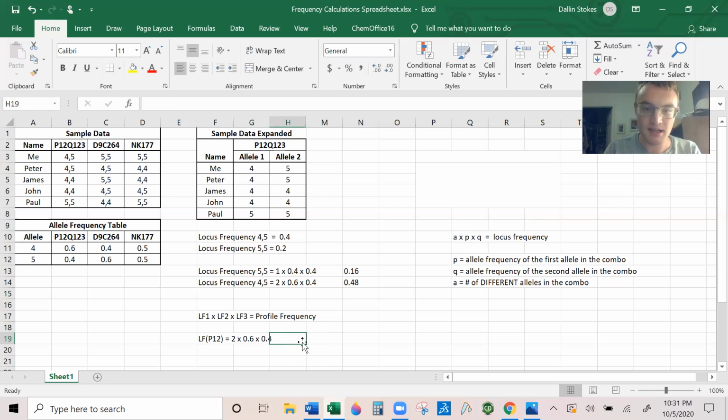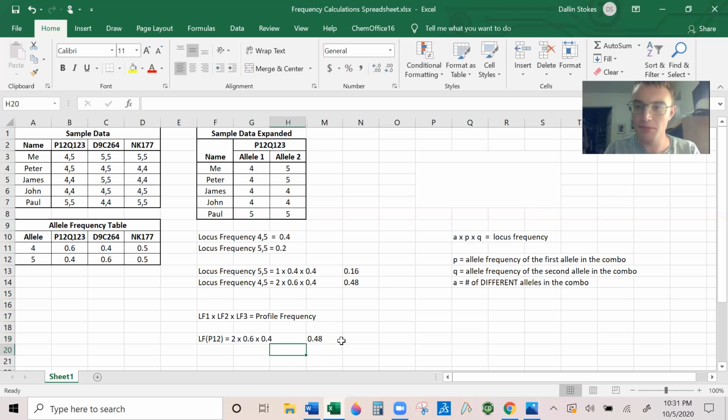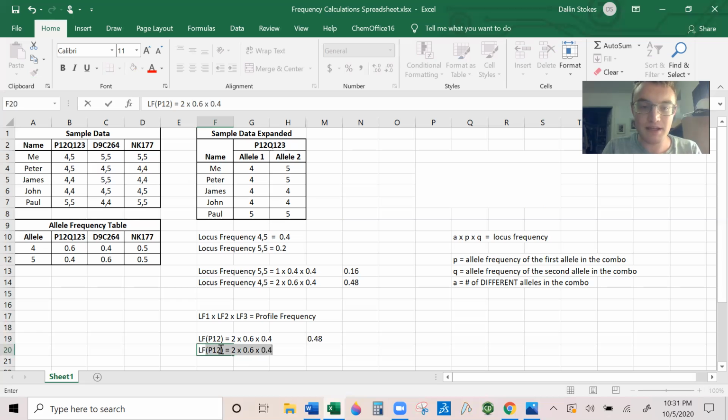And that is going to equal 2 times 0.6 times 0.4, 0.48, which is what we calculated earlier. Now we have to calculate the locus frequency of D9.